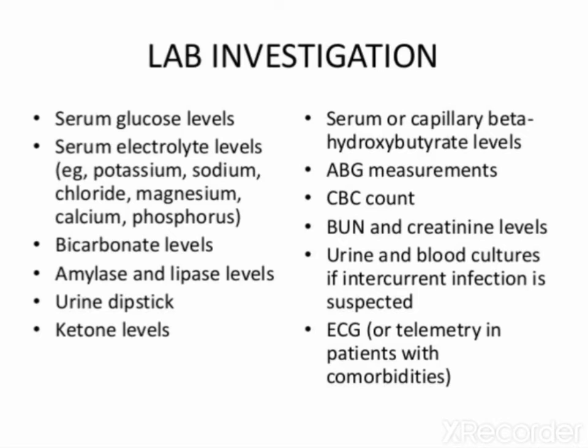So what lab investigations do you have to send? Send serum blood glucose level, serum electrolyte levels, bicarbonate levels, amylase and lipase levels, urine dipstick test, ketone level, then serum or capillary beta hydroxybutyrate level, ABG measurement. ABG is very important to rule out acidosis. Then send CBC or complete blood count, BUN and creatinine levels or blood urea nitrogen level, urine and blood culture if we suspect any infection, and ECG.